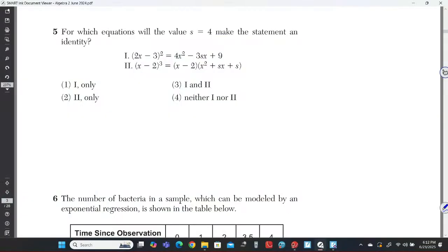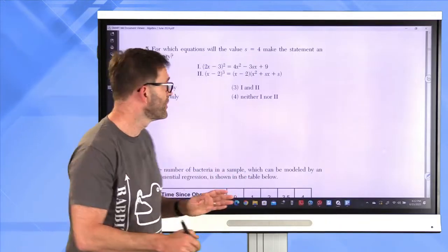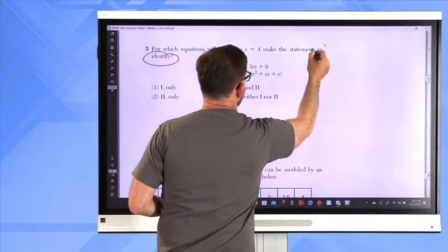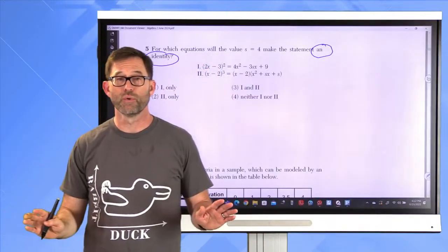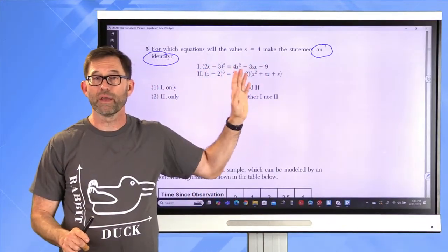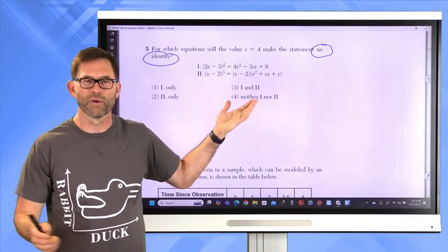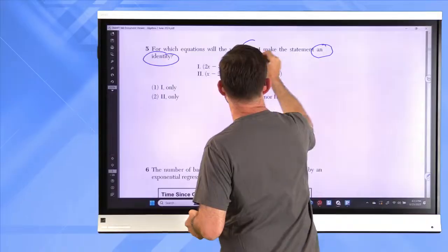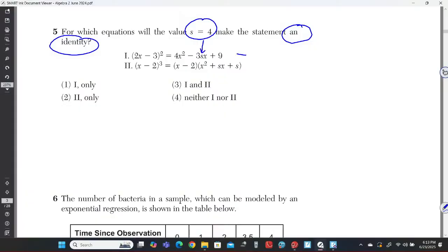For which equations will the value s equal 4 make the statement an identity? All right, so an identity is an equation that is always true. Meaning that if I take 4 and plug it in, and let's do it for number 1 and see just what it looks like. If I plug 4 in for s, then that would give me 2x minus 3 quantity squared is equal to 4x squared minus 3 times 4, which would be 12x plus 9.